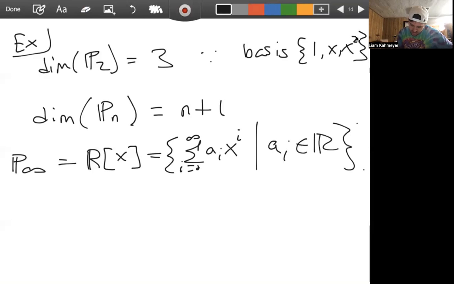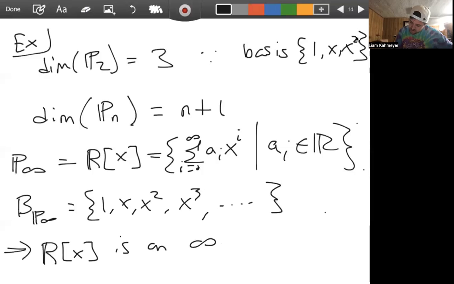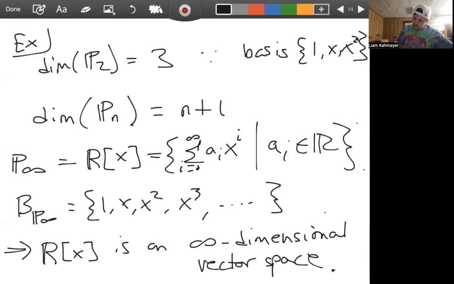Well, a basis for P sub infinity is going to be 1, x, x squared, x cubed, et cetera. It's going to be an infinite set, which implies that R adjoin x is an infinite dimensional vector space. Which is kind of cool to think about, infinite dimensional spaces, as much as we can. We're restricted. We can't even think about 4-dimensional vector spaces all that well, let alone infinite dimensional vector spaces.